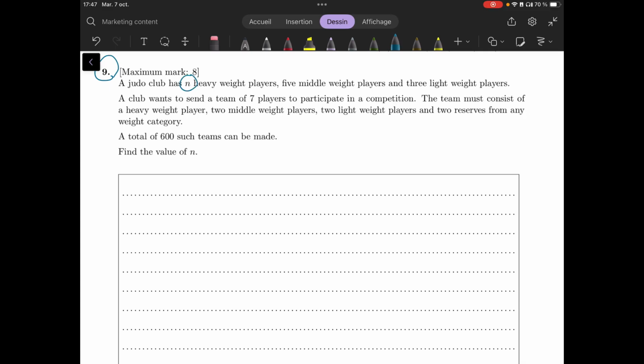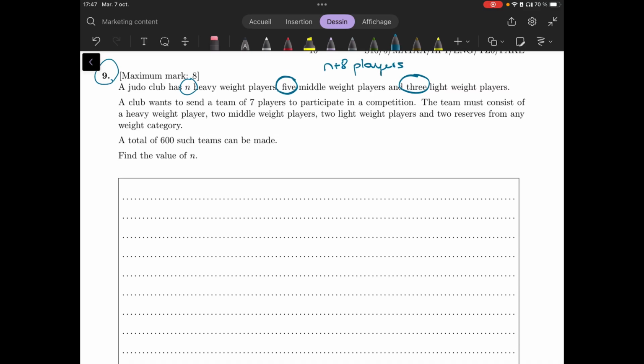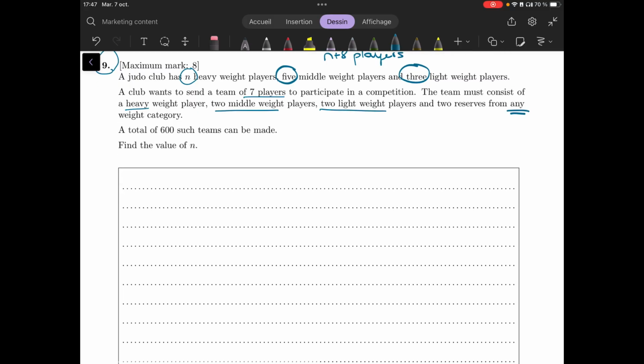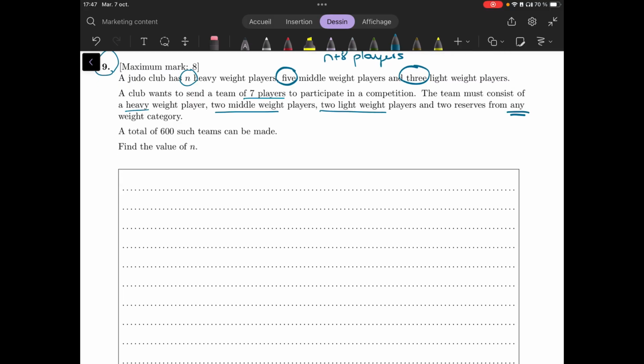So we have a club with N heavyweight, 5 middleweight, and 3 lightweight players. So a total of N plus 8 players. We want to make a team of 7, including 1 heavyweight, 2 middleweight, 2 lightweight, and 2 reserves from any category. So let's do it one part at a time.